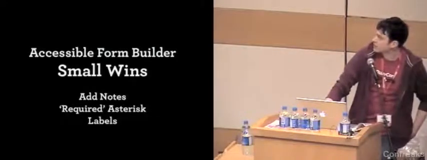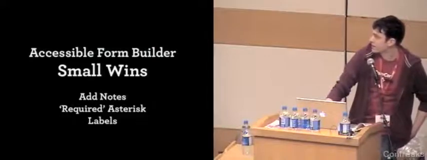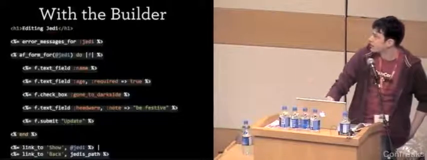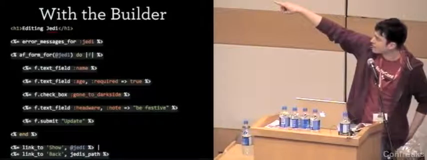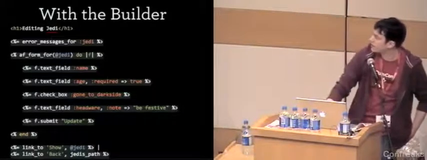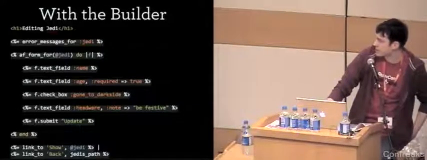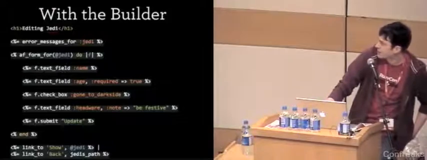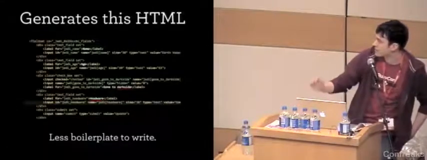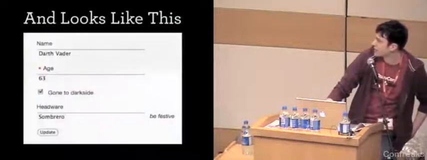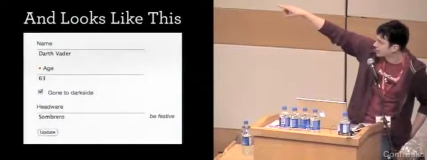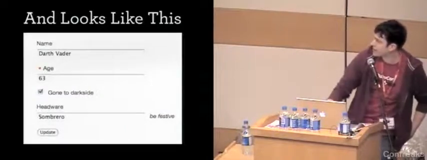All right, Accessible Form Builder is a plugin I started with. It allows you to add notes, required asterisks, labels. The markup looks like this. You can see a few lines down, required true. A few lines after that, note, be festive. It generates all this markup. There's not much HTML here, I think just the H1 at the top. This is all pretty basic Rails stuff. And it adds that required asterisk for age and the note at the end of headwear.